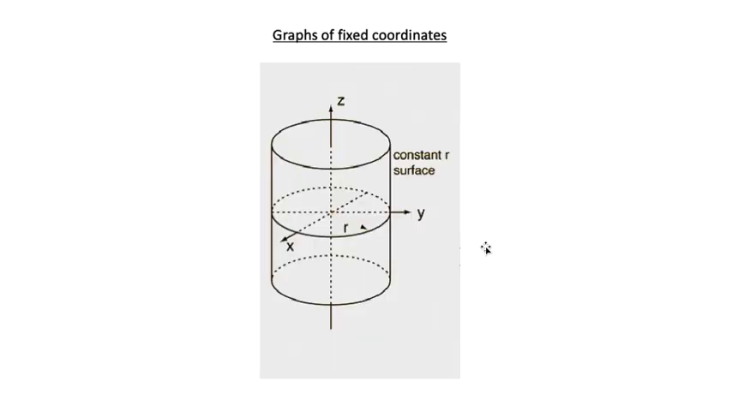Now, let's talk about graphs of surfaces of fixed coordinates. Suppose I have r fixed, and I let theta and z run through all possible values. Do you see what I would get here? I would get a cylinder, right? This would be the set of all points where r is fixed and the other two coordinates are free. This is one of the reasons we call them cylindrical coordinates.